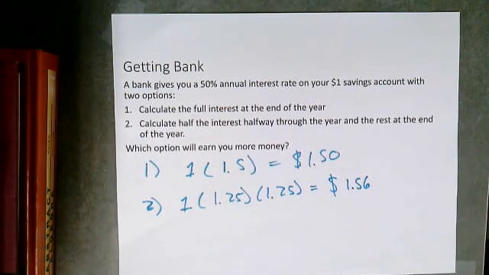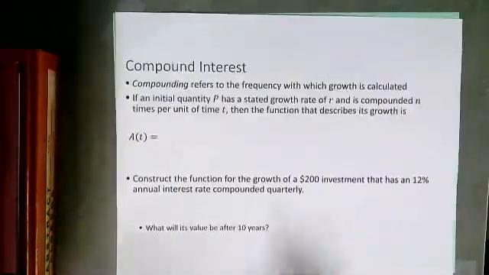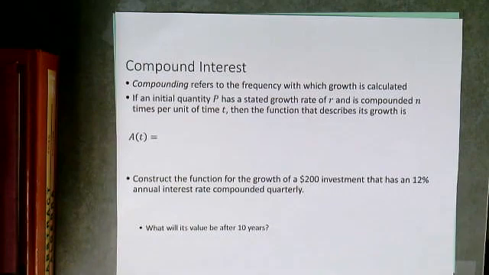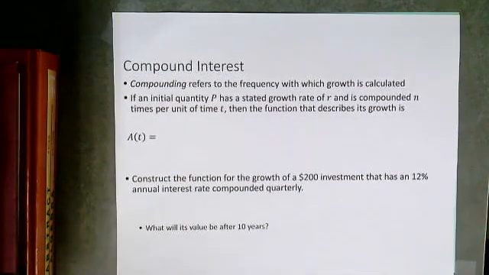Okay. These are some common examples to use when talking about exponential functions. So let's talk about compounding interest. Compounding refers to the frequency at which growth is calculated. So you can compound yearly, 2 times a year, 4 times a year, monthly, right? That'll give you 12 times a year.